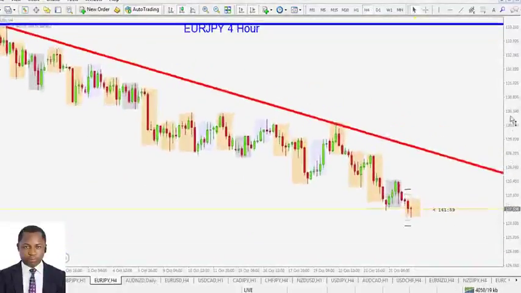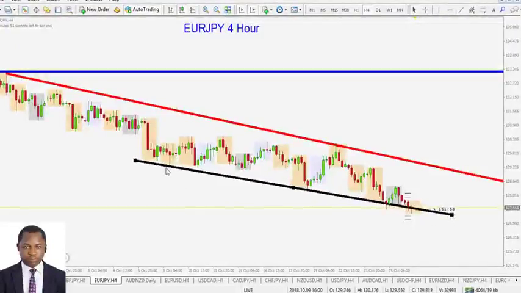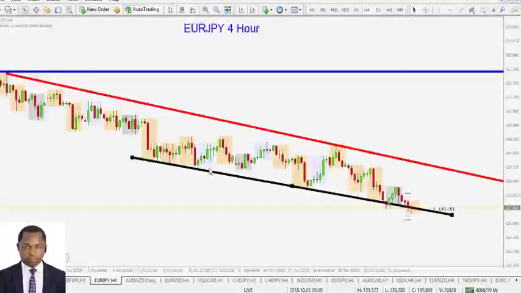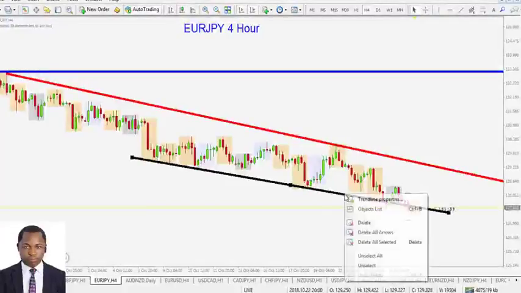4 hours time frame. Let's see this. Any counter trend lines, connect all of those lows. It is messing around that counter trend line. Not so good. You can delete that.